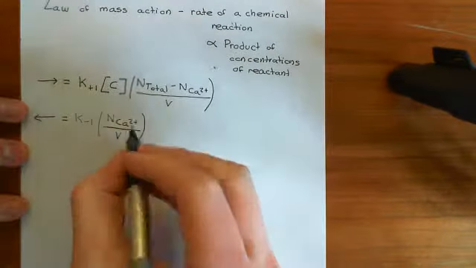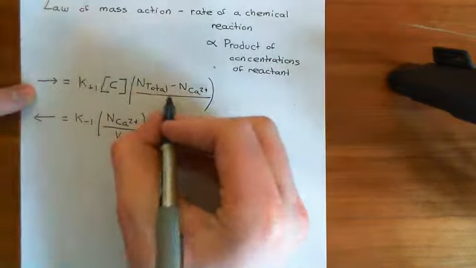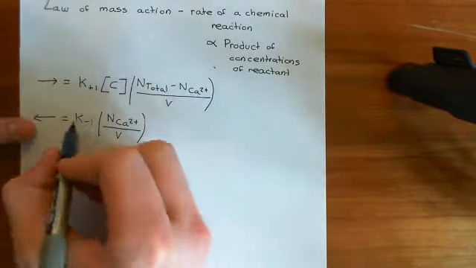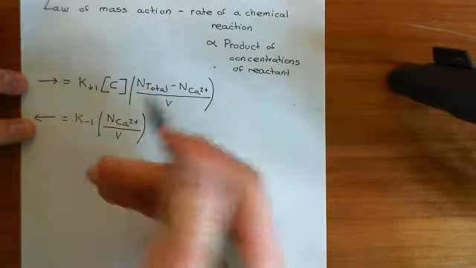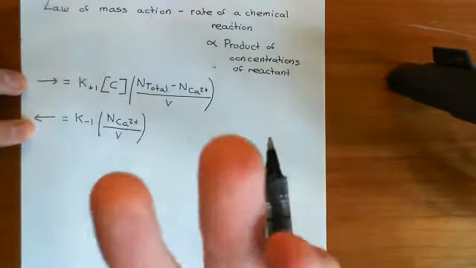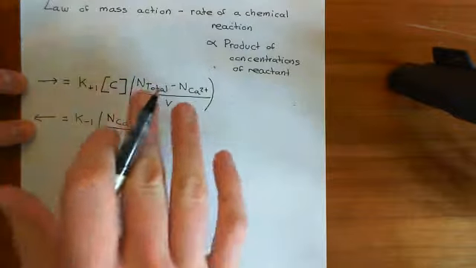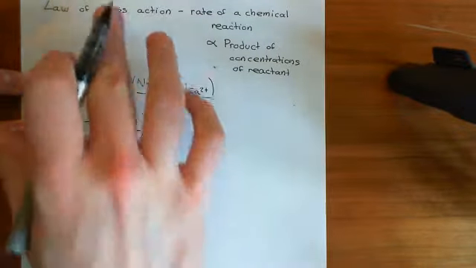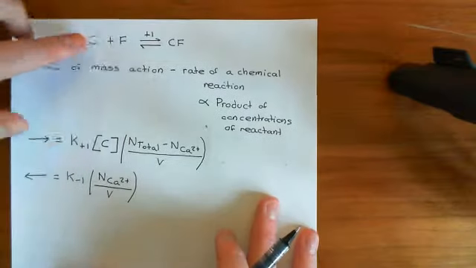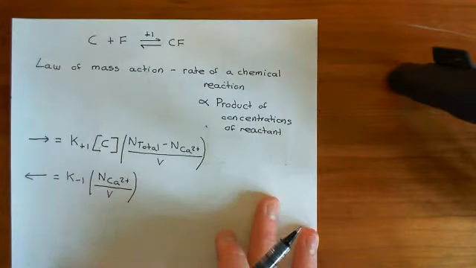Okay, so we will now say that at dynamic equilibrium, the rate of the forward reaction has to equal the rate of the backward reaction. Because that's the definition of dynamic equilibrium, because that's the condition that you need in order for the concentrations of things on both sides to not change, basically.